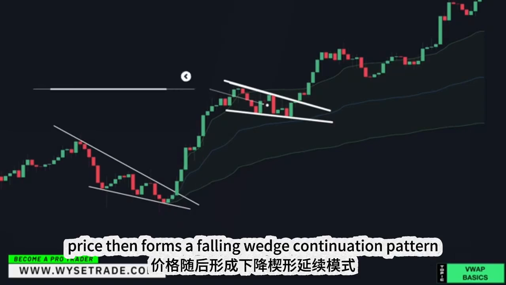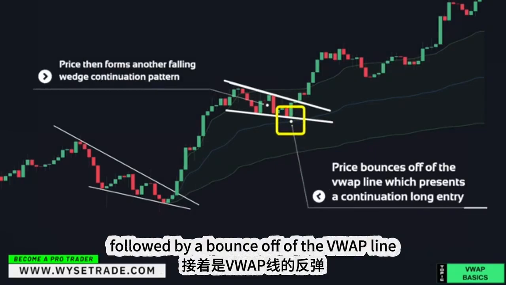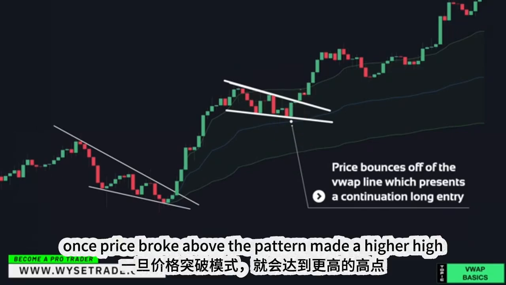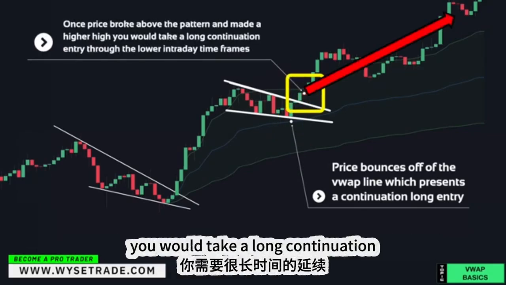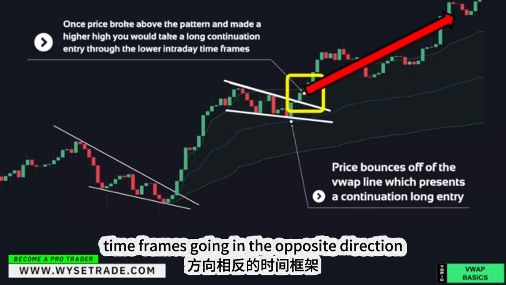Price then forms a falling wedge continuation pattern, followed by a bounce off of the Vwap line, which presented a continuation long entry. Once price broke above the pattern and made a higher high, you would take a long continuation entry through the lower intraday timeframes, going in the opposite direction.